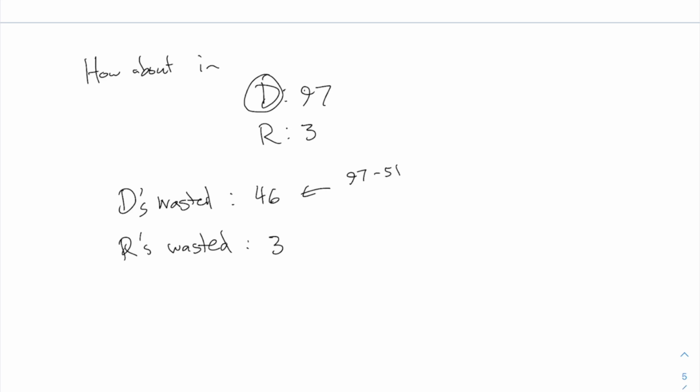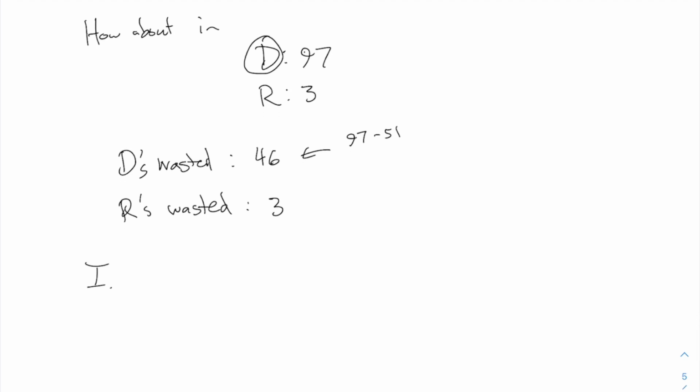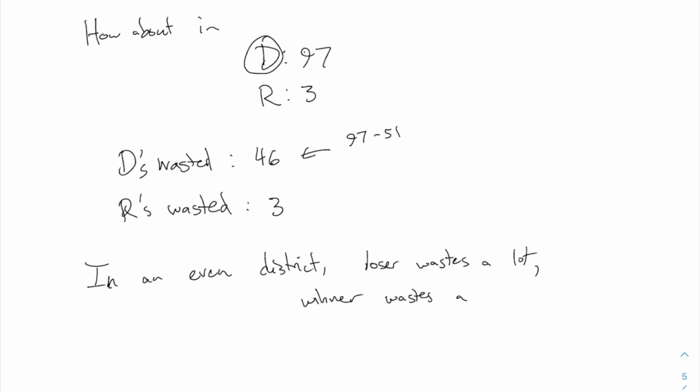So the moral of the story here is, in an even district, the loser wastes a lot, the winner wastes a little. That was the first example that we did, right? If the district is more or less even, that was like 47 to 53 in the first case, the loser wastes 47, the winner wastes only 2 or 3, right? That was the first case. So in an evenly arranged district, the loser wastes a lot, but the winner wastes a little.